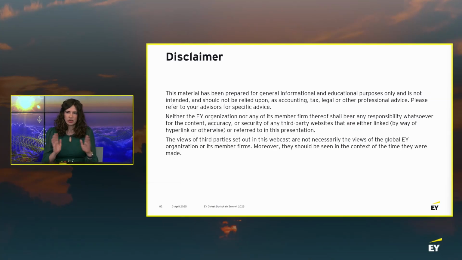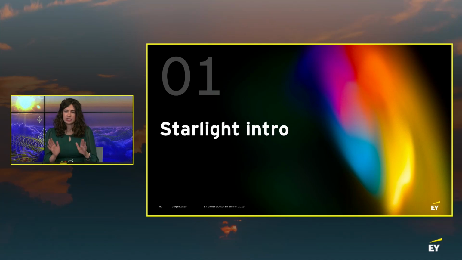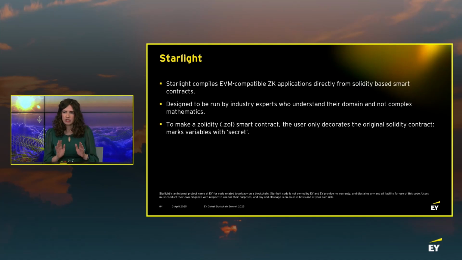A quick disclaimer: don't rely on this talk for any kind of advice, essentially. So introducing Starlight. Starlight allows you to take a Solidity-based smart contract and compile it into an EVM-compatible ZK application. It was designed to be used by people who have a good, strong background in developing in Solidity and building these smart contracts and the business logic behind them, but not so much knowledge about the complex maths that you require to use the zero-knowledge proofs that make the smart contracts private. So Starlight makes it easy to do that.